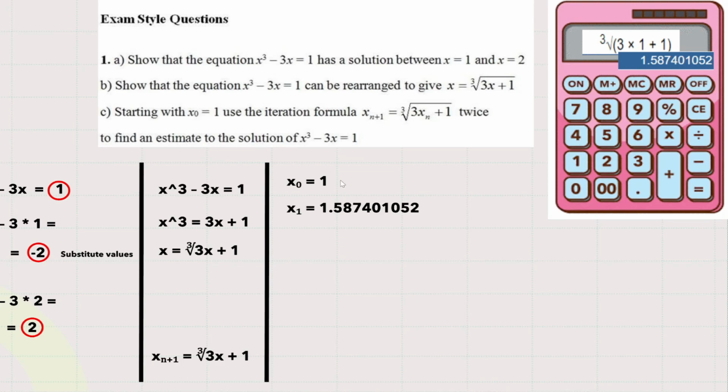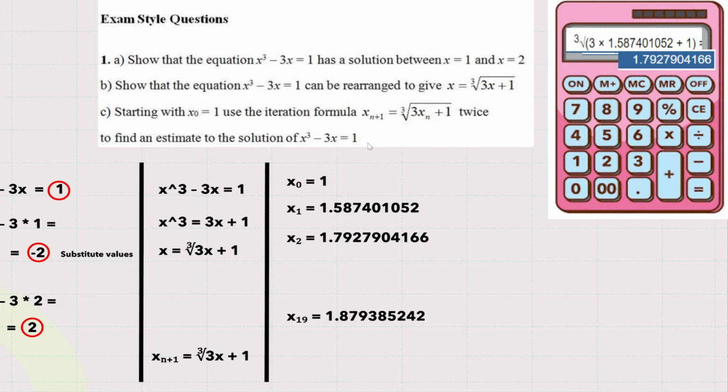So we resubstitute the value here back into the formula. We end up with 3 times 1.57 plus 1, to the cube root, which is that as a value. So 1.79. Now this does estimate the solution of x cubed minus 3x equals 1. If I use a calculator to check this, it would not be very accurate because we've only done this twice. That's why I kept on doing this on the calculator and I got 1.879, and so on.